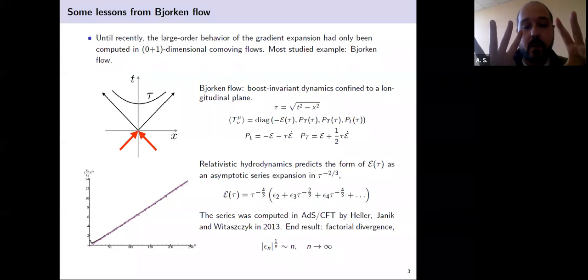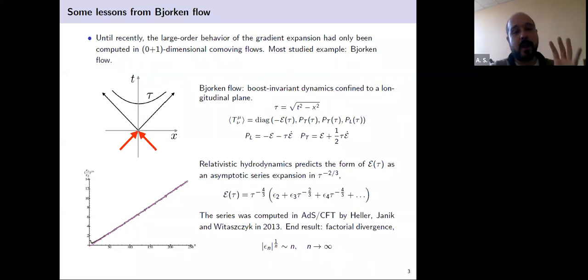So in Bjorken flow, let's imagine that we are in four-dimensional Minkowski space. To define Bjorken flow, you have to single out a particular spatial direction, which I'm going to refer to as the longitudinal direction, and the time direction. You assume that the dynamics in the transverse spatial directions are translationally invariant and isotropic. So the dynamics are only non-trivial in the longitudinal plane spanned by this longitudinal spatial coordinate and the time.